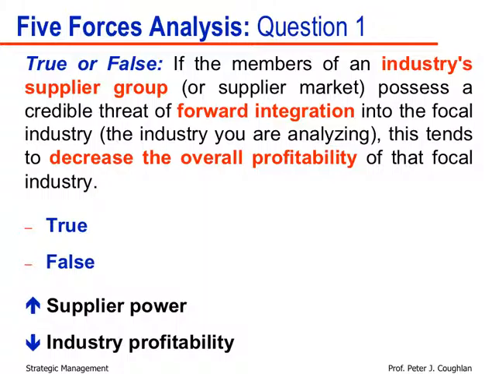And so again, if your buyers have the ability to backward integrate, that increases buyer power. If your suppliers have the ability to forward integrate, that increases supplier power. On the other hand, if you have the power to backward integrate, great, that has the opposite effect. You've got leverage there, or forward integrate for your buyers. So if the members of a supplier group possess a credible threat of forward integration, that is going to decrease the overall profitability of the focal industry. So therefore, this statement is in fact true.